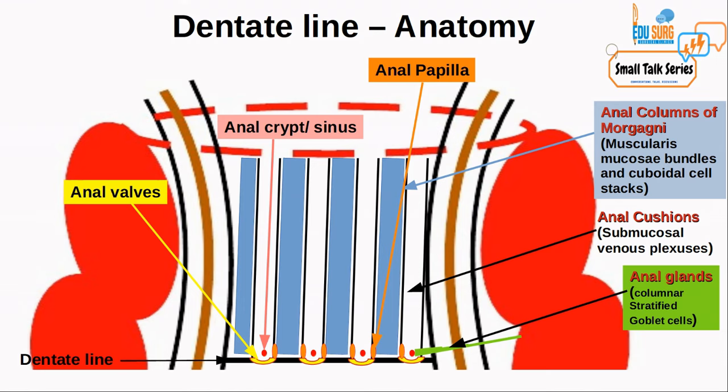Anal papilla is formed where the margins of the anal valves join the anal columns, and they present as small projections. Usually they are not of much significance, but sometimes they can hypertrophy and prolapse, and sometimes there can be fibrous polyps arising from anal papilla. So these are the different structures that help in formation of the dentate line. So now I hope this part of anal canal anatomy is also clear.